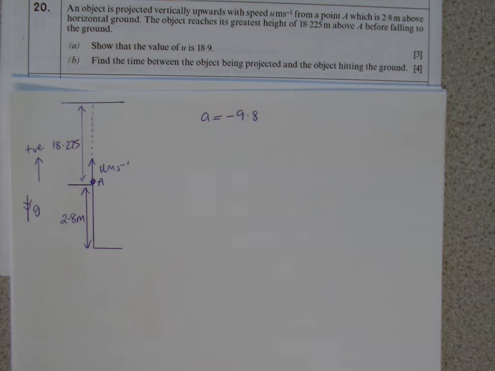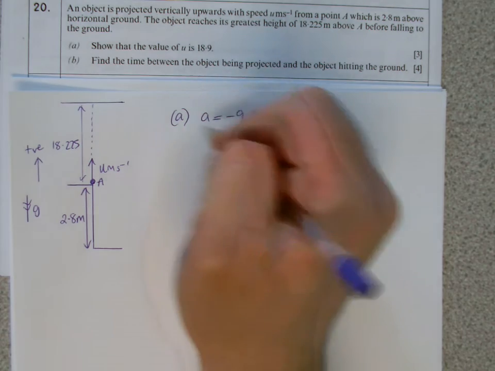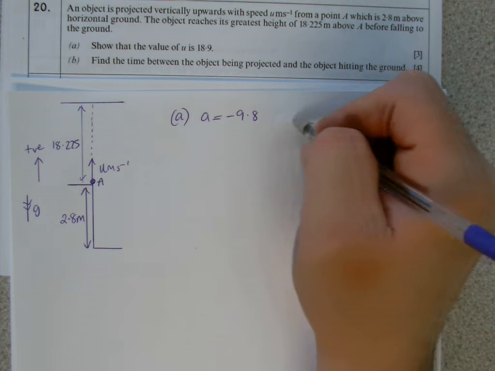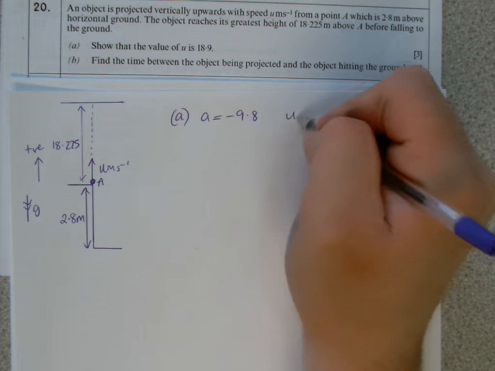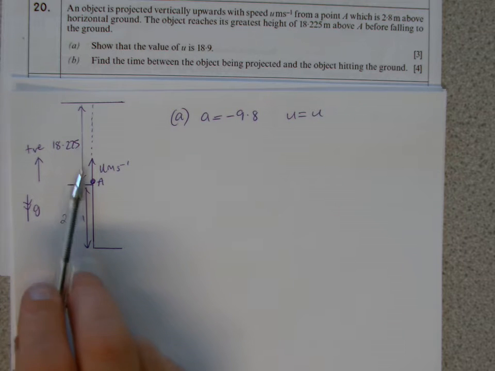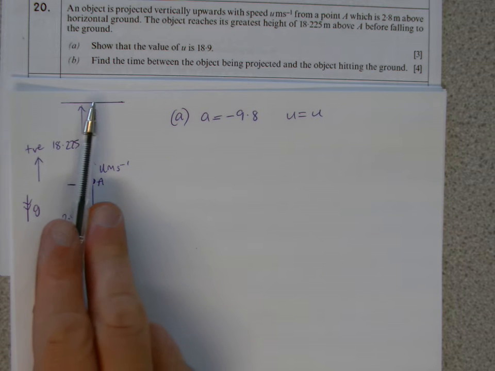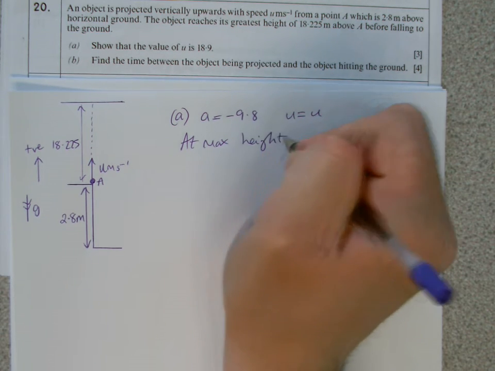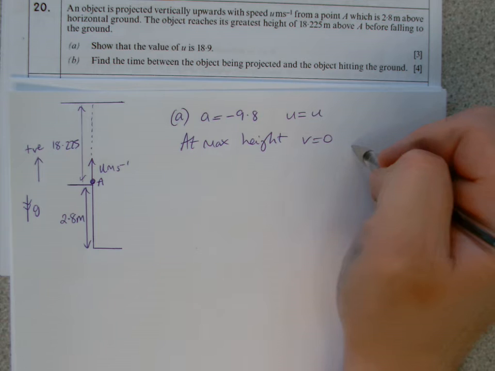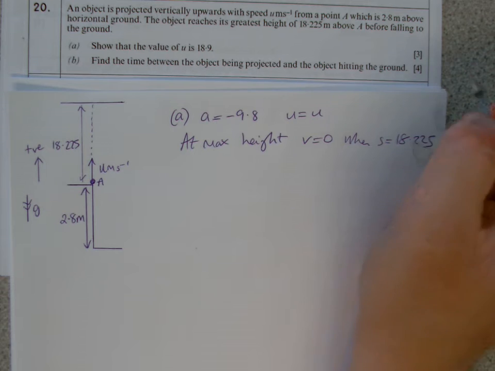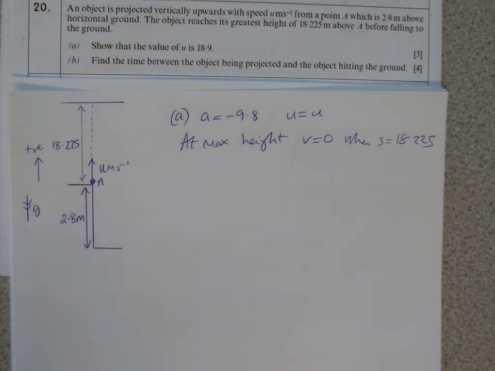It says show that the value of u is 18.9. So we know a is minus 9.8. We know that u is u. But we also know that s is 18.225, the displacement from A when it reaches its max height. And at max height, it comes to a stop, so v is equal to 0, when s is equal to 18.225. So we've got enough information to work out u.